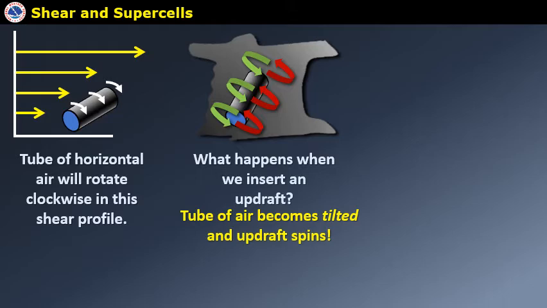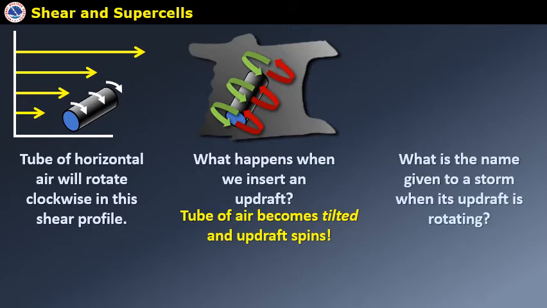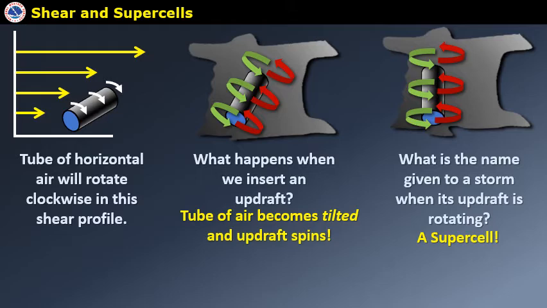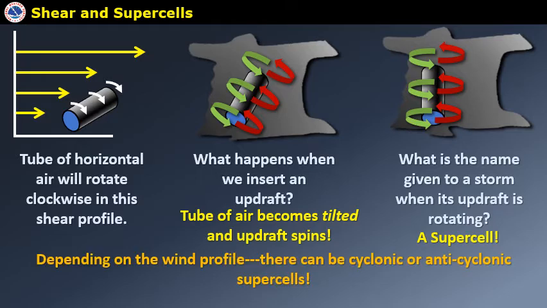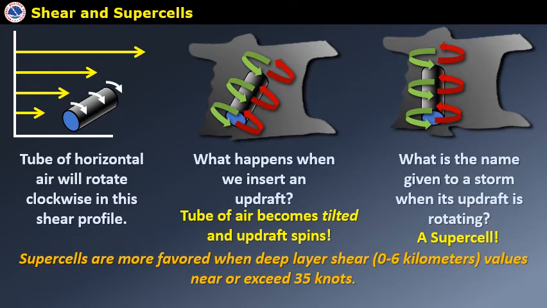Now, as defined earlier, a thunderstorm with a rotating updraft is a supercell. Now, depending on the vertical structure of wind, the updraft may rotate either cyclonically or anticyclonically. As a general rule, supercells are more favored when the deep layer shear values approach or exceed 35 knots.